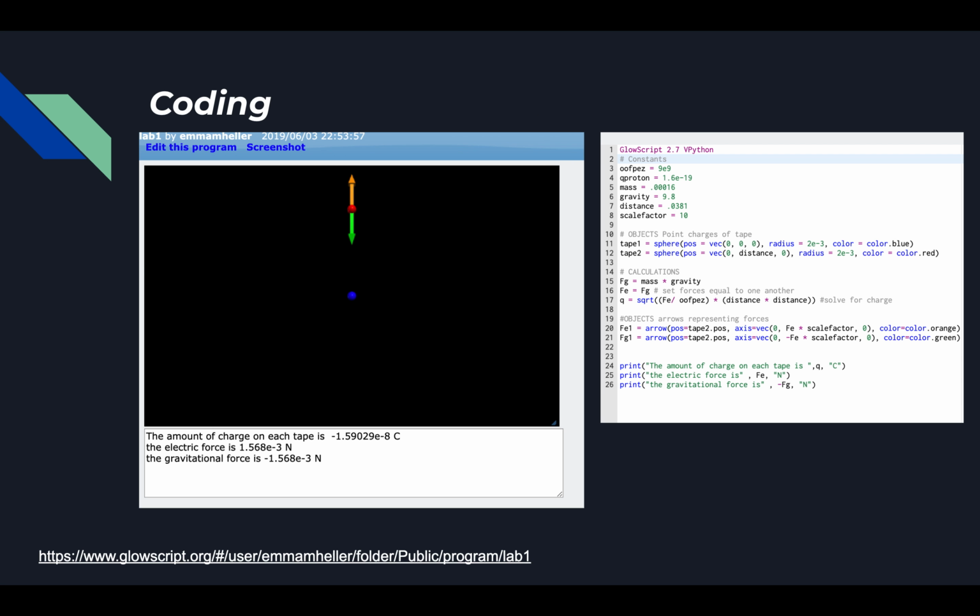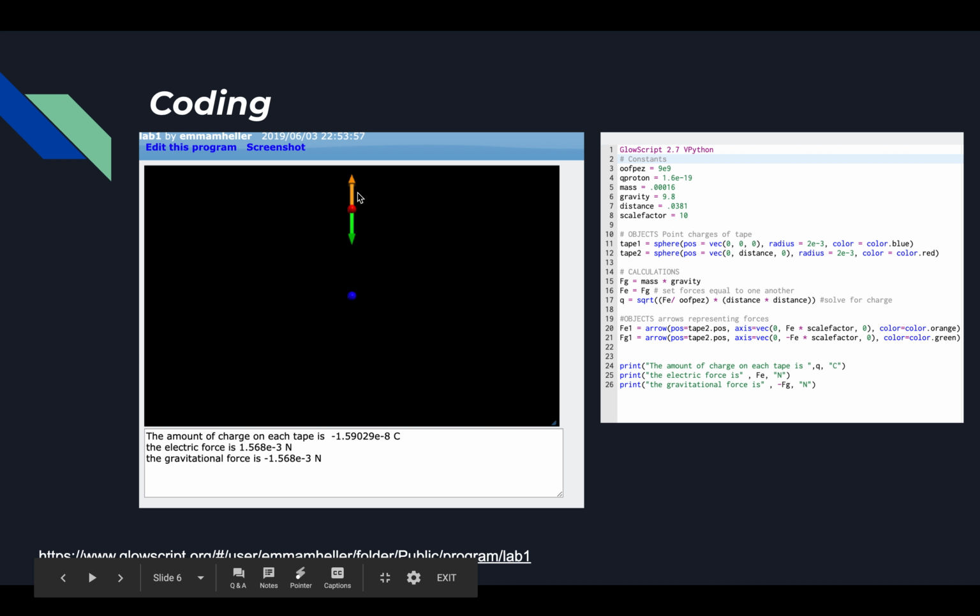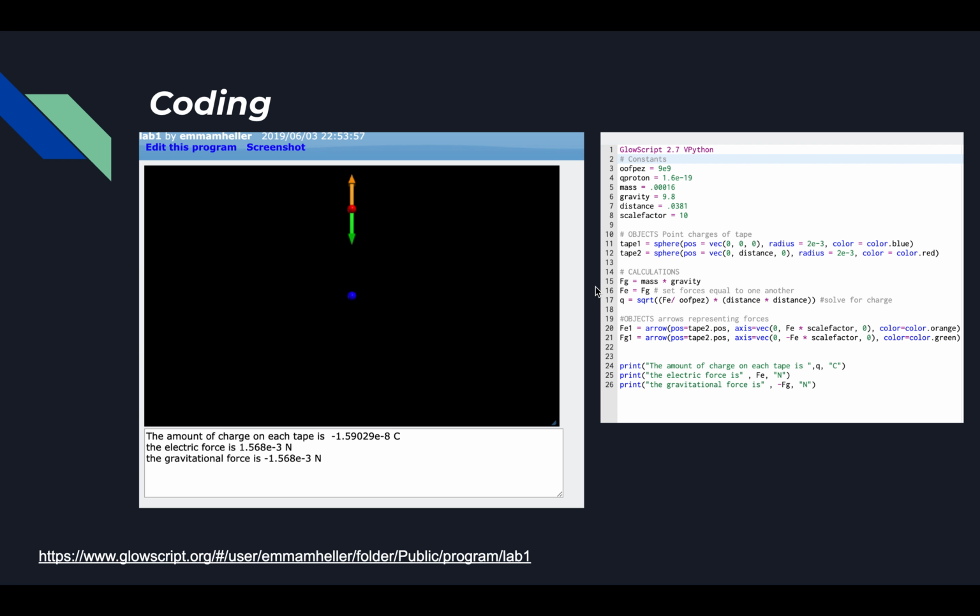Here's my coding portion of the lab. I have both tapes represented as point charges. The upper arrow is the force of the electric field on the floating tape, which is due to the lower tape. And then the lower arrow is the force of gravity on the floating tape. So both are equal in magnitude and opposite direction.